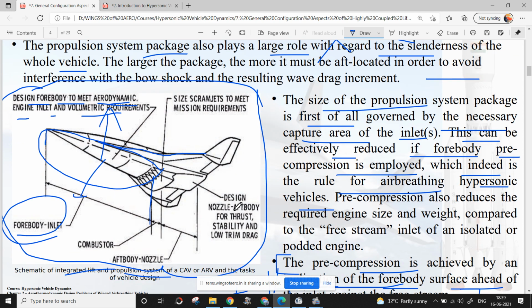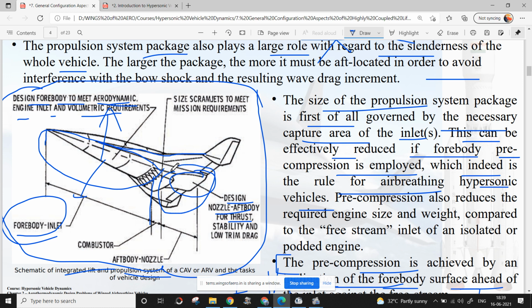Okay, so the next topic we are going to see is the design of the nozzle aft body, the part after the body. So this is the entire structure. Aft body design for thrust. First thing is thrust, right? When we are designing a nozzle, of course it is going to be helpful for thrust. But apart from helping thrust, the same rear end structure is going to help with stability as well as low trim drag.